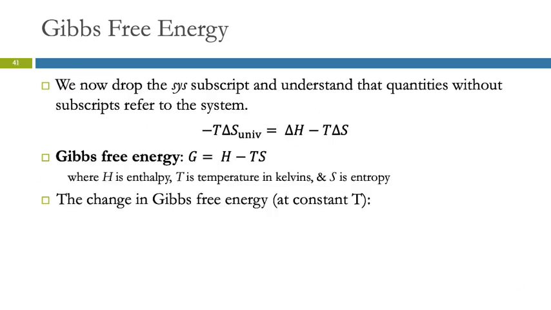So now we can drop the system subscript and just understand that any quantities without subscripts refer to the system, because we took the surroundings out of it. So negative T delta S for the universe is equal to delta H minus T delta S. New fun thing, Gibbs free energy. G is equal to H minus TS. H is the enthalpy, T is the temperature in kelvins, S is the entropy.